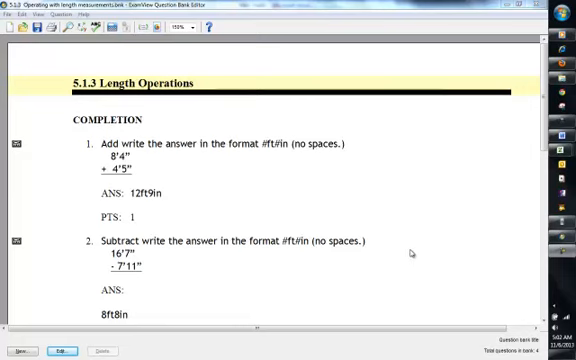If the length operations that you're going to add, subtract, multiply and divide do not have fractional parts after them, you can use your calculator to solve the problems. Let's look at this first one. We're going to add 8 feet 4 inches plus 4 feet 5 inches.